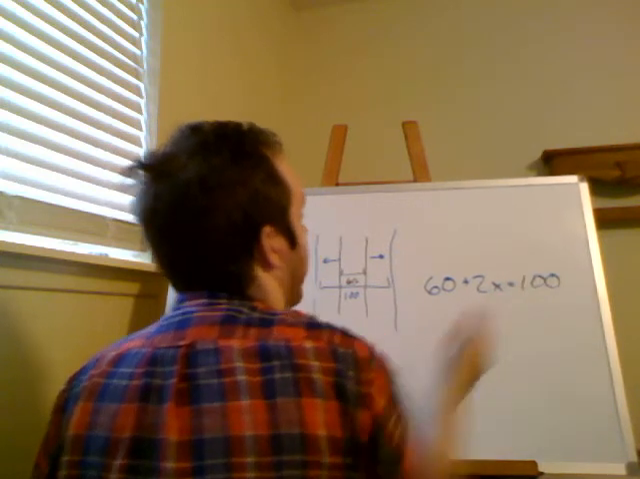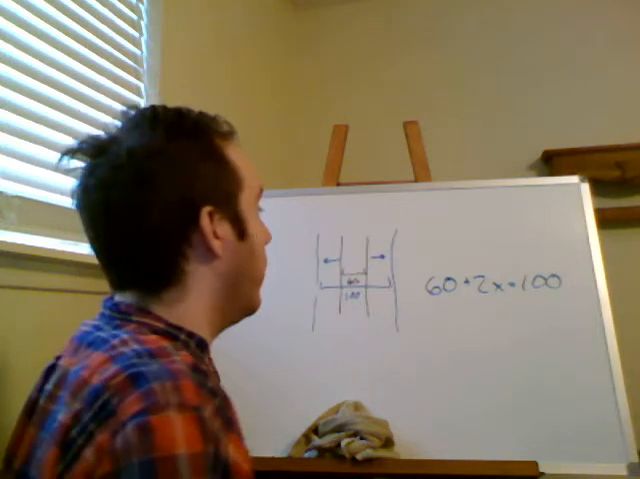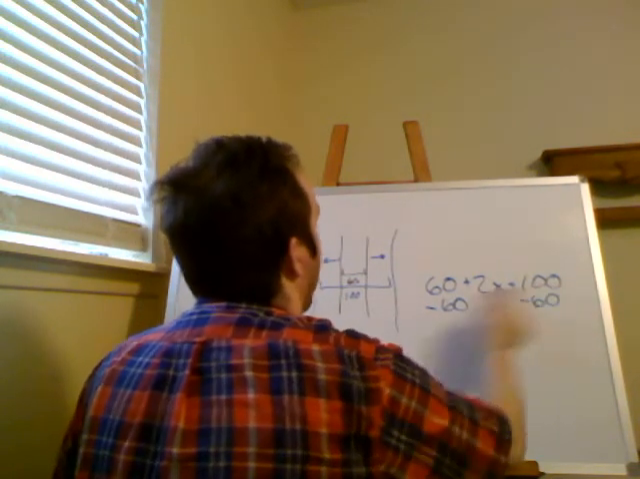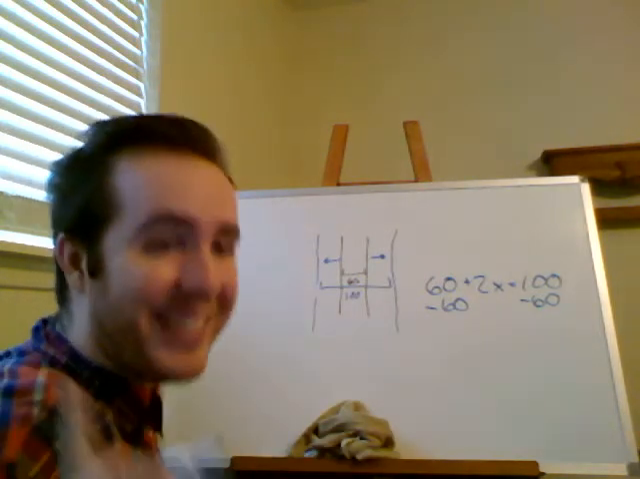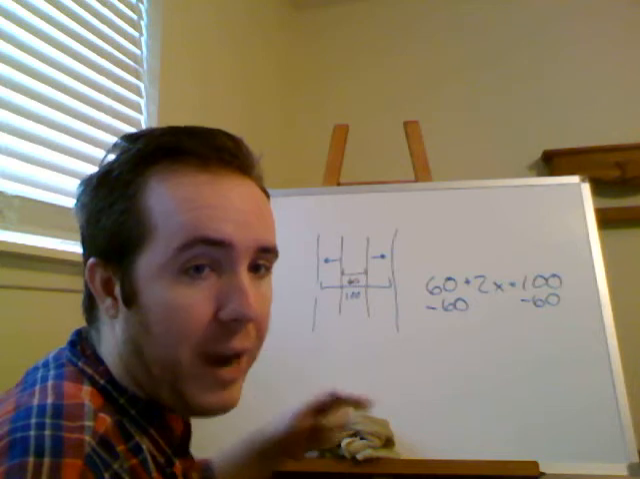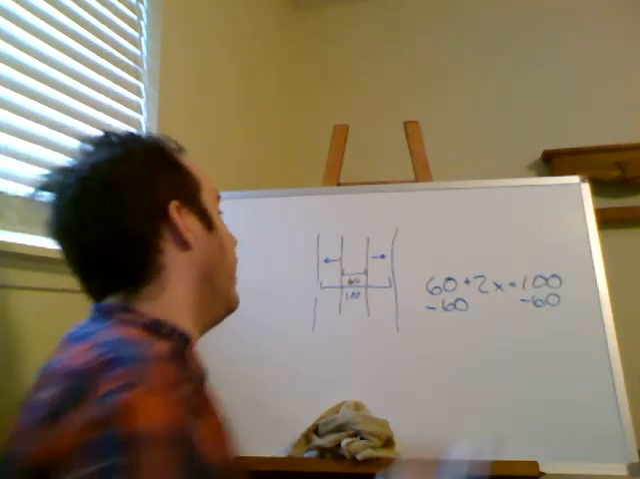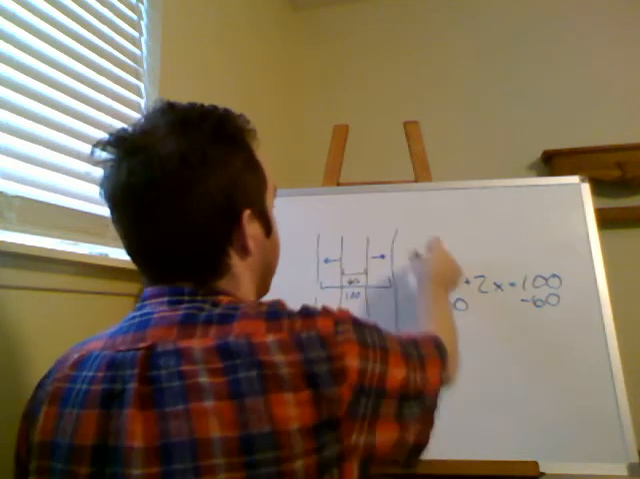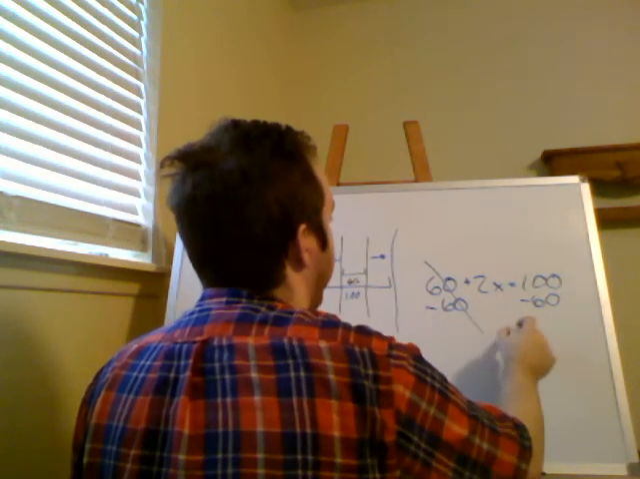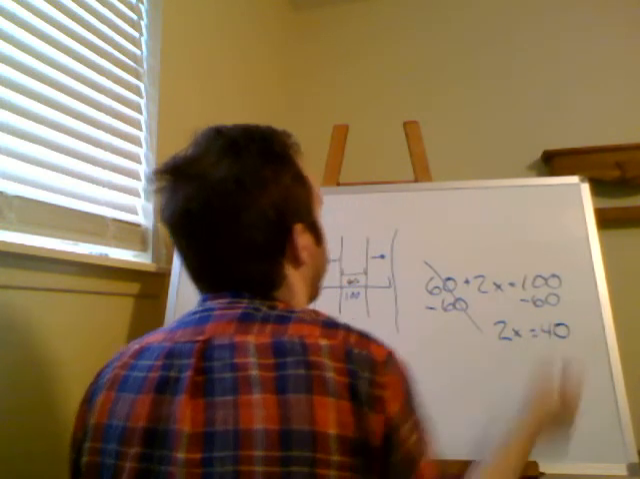Remember, we found the difference. That's a code word for subtraction. So what we did, we subtracted 60. Or really what we did was we subtracted the starting amount from both sides, and that was my first step. Subtract 60 from both sides, my starting amount. And so 60 minus 60 goes away. 100 minus 60 will become 40. So we're left with just 2x equals 40.